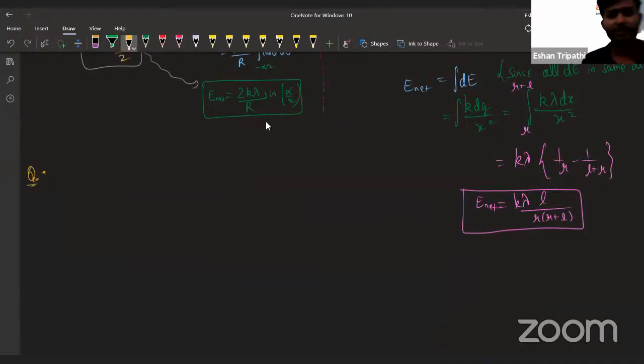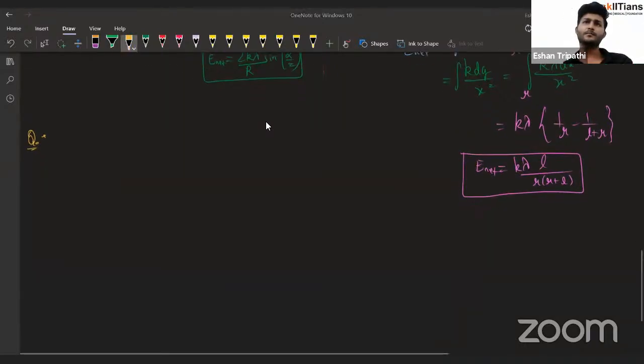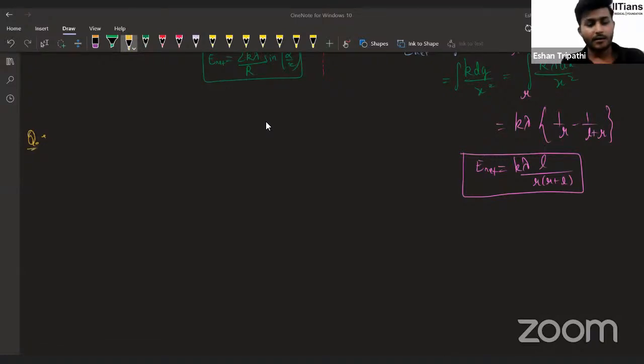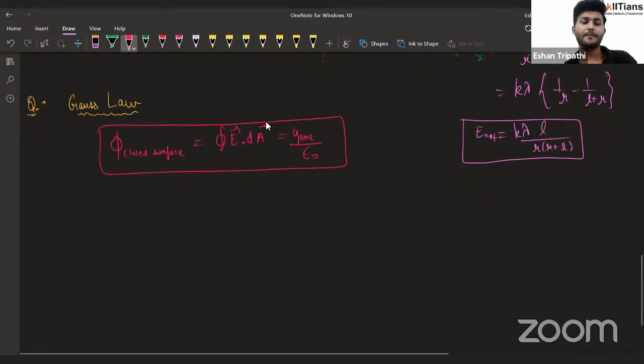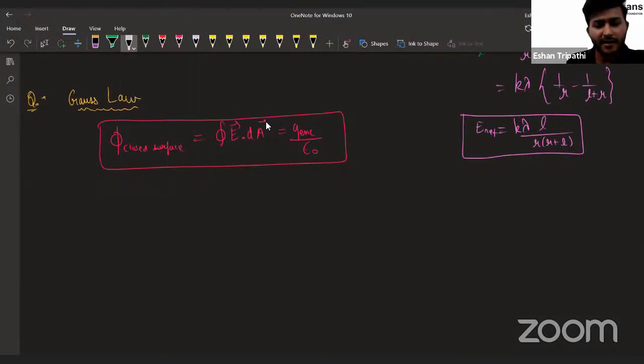Next question that we can consider is from Gauss law. What did Gauss law used to say? Gauss law said flux through any closed surface is cyclic integral E dot dA. Cyclic integral means over a closed surface we are considering this. This is charge enclosed inside that surface divided by epsilon naught. This is what Gauss law used to say. Right. So on the basis of it, can you try this question?